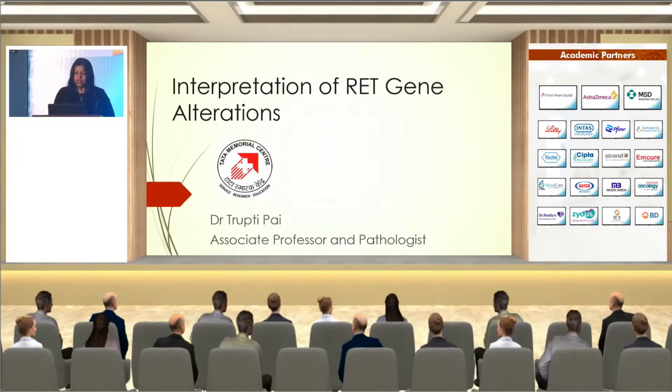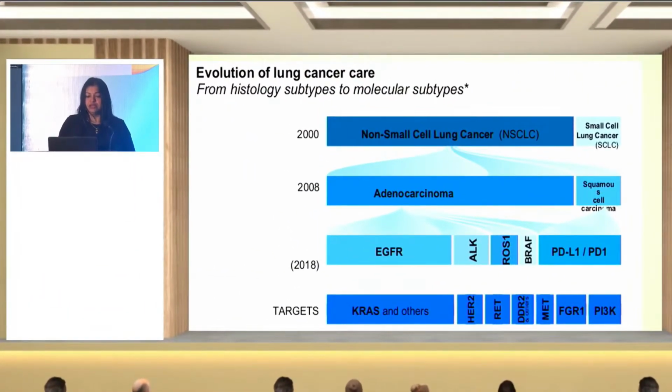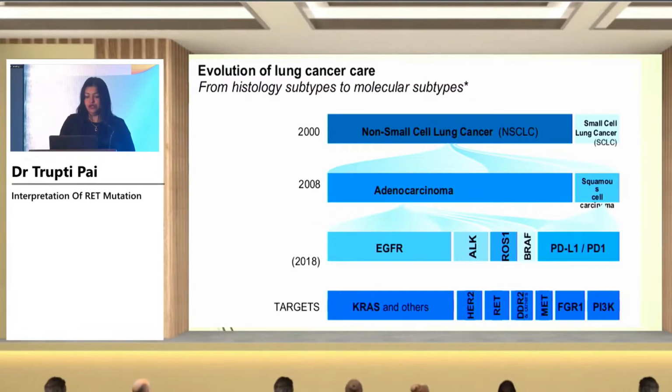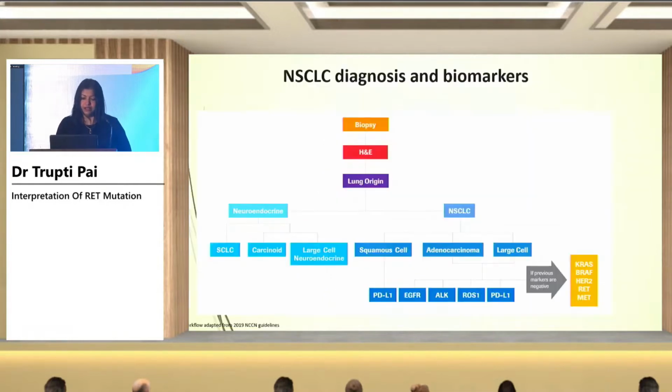So for the next 10 minutes, I will be talking on RET gene alterations. We have all witnessed the evolution of lung cancer care over the last 2 decades. From histology subtypes, it is now an era of molecular subtypes, and it is the need of the hour that we molecularly characterize each and every tumor. And why is that so? Because targeted therapy has become the standard of care for NSCLC.